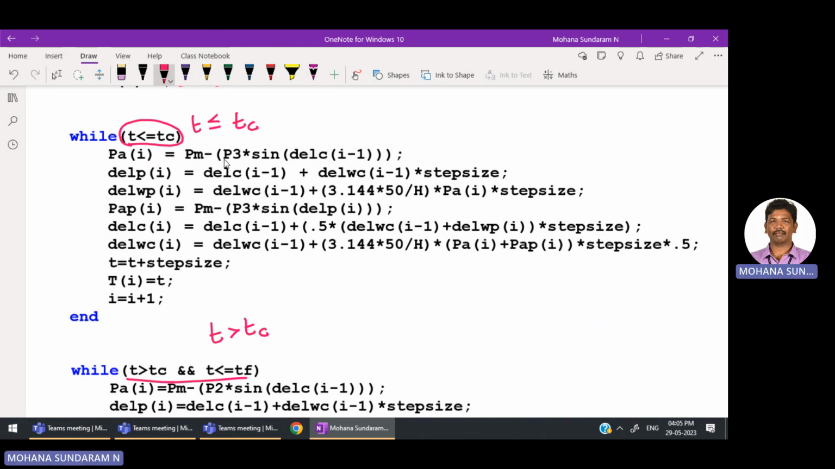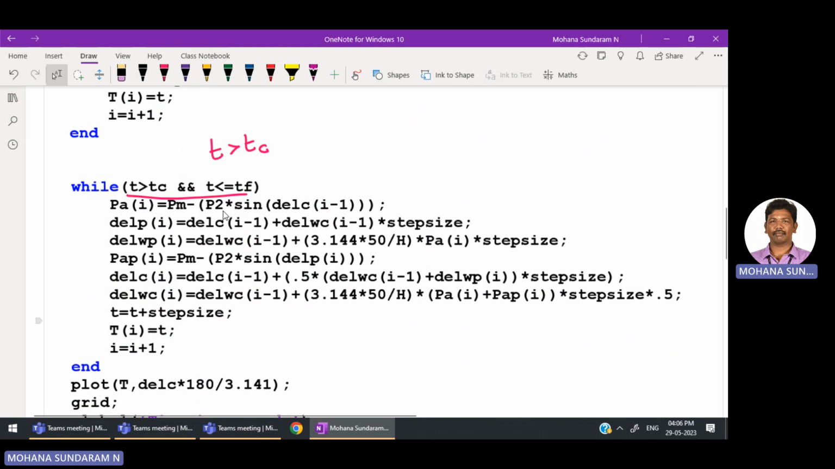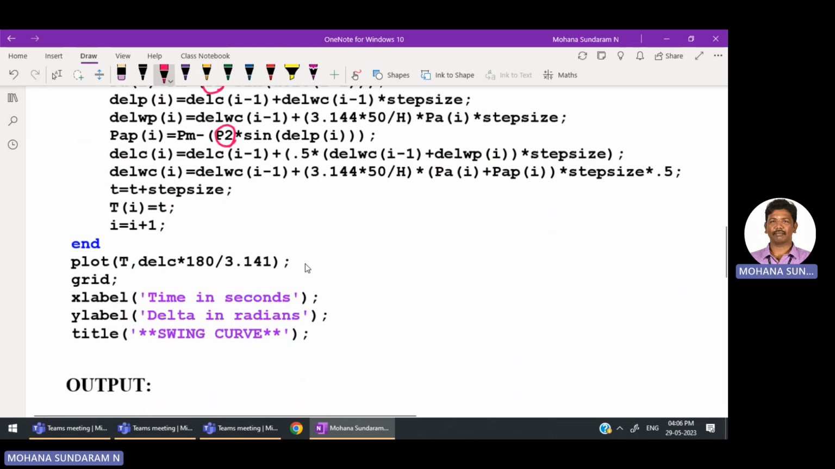Only changes here, you are using P3 everywhere, no? You are using P3, right? P3 is nothing but that denotes during the fault because fault is happening. If the fault clearing time is exceeded, wherever you have P3, you have to use P2. That's all. So once you finish this, you just plot it, you will get the swing curve.